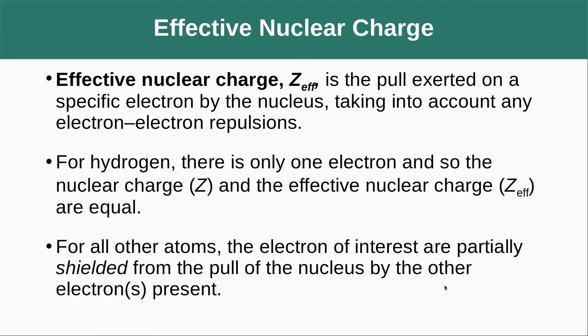This is the pull exerted on a specific electron by the nucleus when you take into account the electron repulsion effects. It's these electron repulsion effects that make it so that the electrons have different distances from the nucleus, and they're not all just circling the nucleus at the same distance. In our simplest case, hydrogen, there's only one electron, so the nuclear charge Z and the effective nuclear charge are equal. For all other atoms, the electron of interest is partially shielded from the pull of the nucleus by the other electrons present.